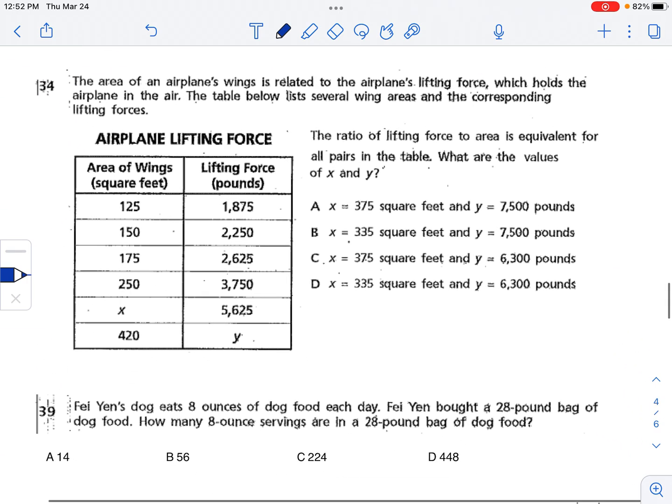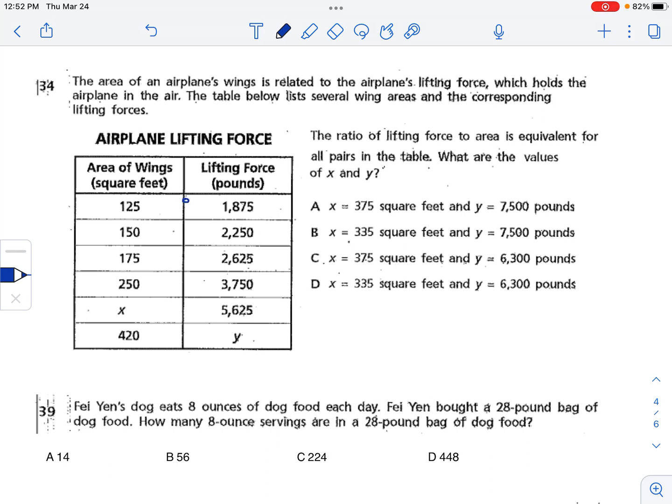All right, next question. The area of an airplane's wings is related to the airplane's lifting force, which holds the airplane in the air. The table below lists several wing areas and the corresponding lifting forces. The ratio of lifting force to area is equivalent for all pairs in the table. What are the values of X and Y?